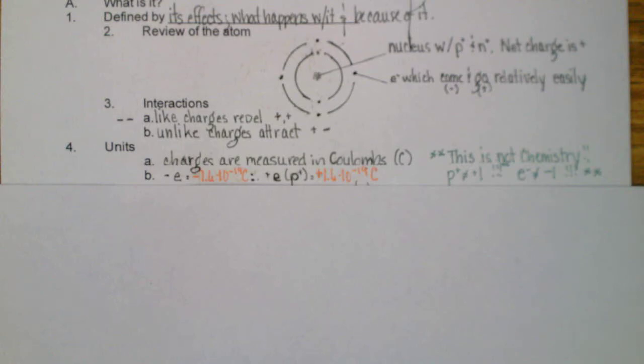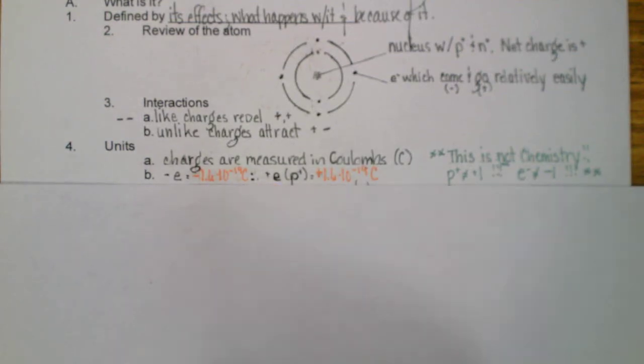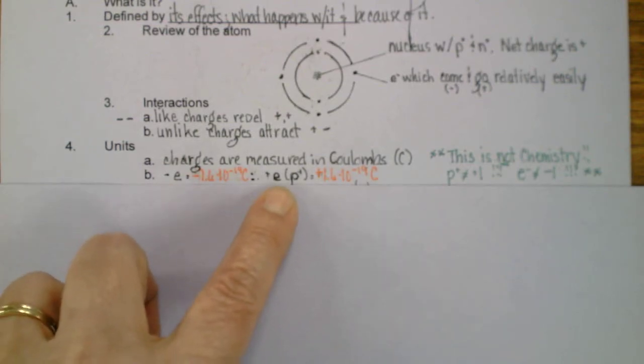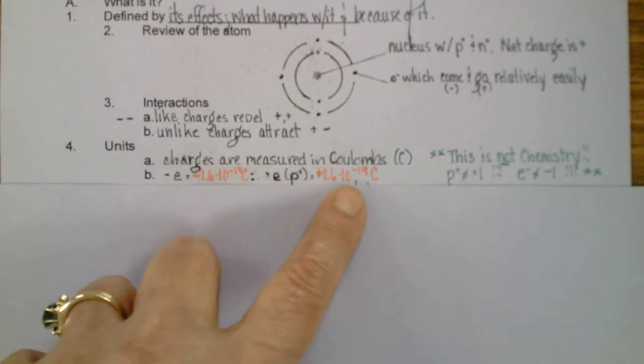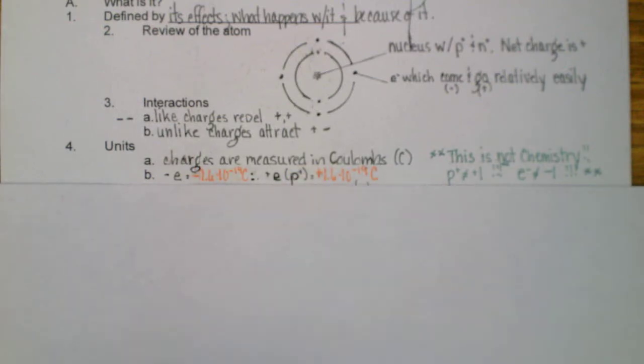And a proton is going to be given the symbol, in your homework, of a plus E. Instead of a P positive, it's a plus E. So be familiar with that. Electron, negative E, proton, positive E. And it's given the same charge, but just a different sign on it, same quantity. So it's a positive 1.6 times 10 to the negative 19 coulombs.